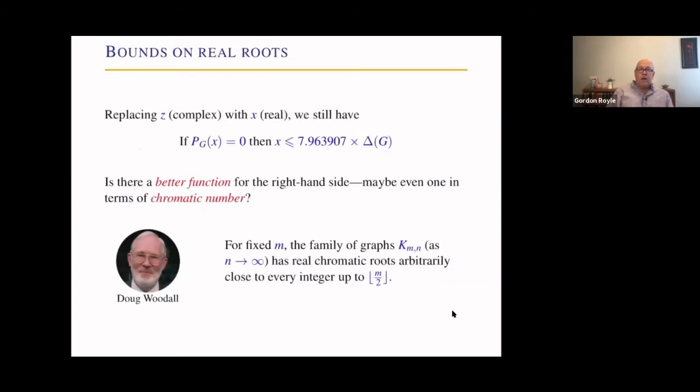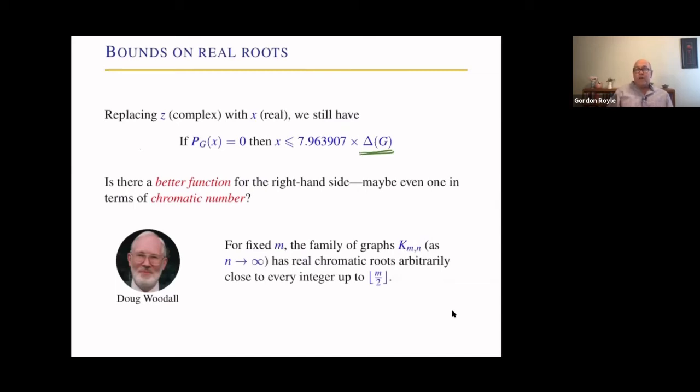Okay, so let's look at bounds on real roots. Now, this one is just the so-called Sokal bound again. It depends on the maximum degree. What about the chromatic number as a possible parameter for the right-hand side? I mean, it sort of makes sense.